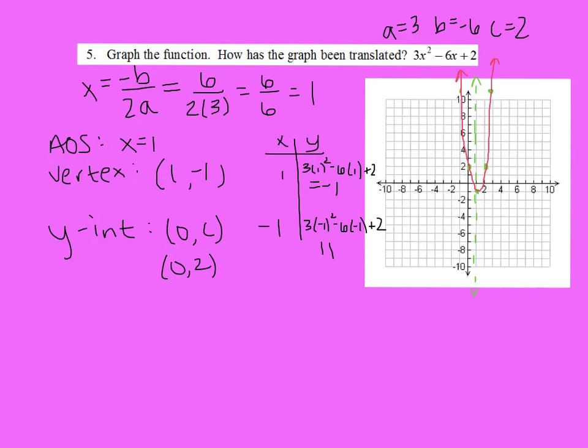So this graph has moved down and right. I had to move down 1 to get to my -1 for my vertex. I had to move right 1. It also has been stretched. And I know that it was a stretch because if I look at my very first number here, my A value, that number is bigger than 1. Anytime that A value is bigger than 1, that means a stretch. Okay, so that's how we've been translated. We're going to move to the next problem.